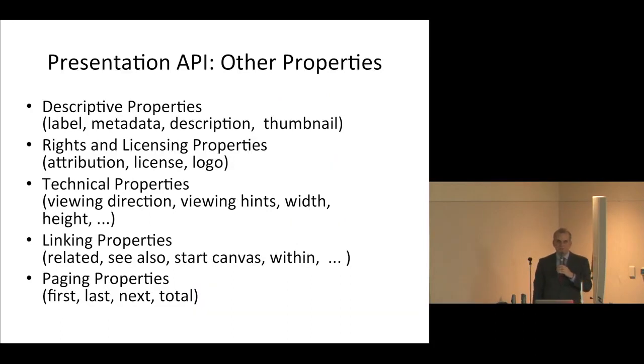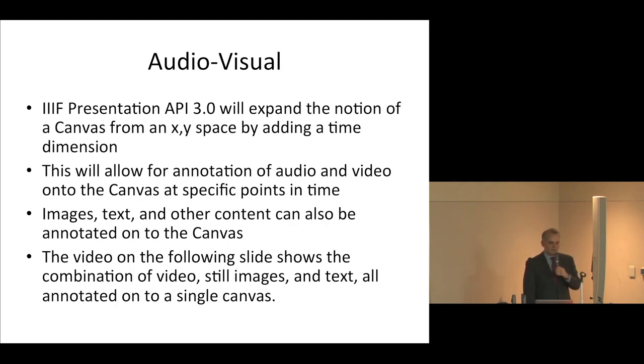The presentation API also contains many other properties that can be used to provide a label, description, thumbnail, technical information, including the viewing direction, and links to external files or external websites. So a link to your online catalog or a link to a metadata file. Work is currently underway on presentation API 3. And this will include support for audio and video. So in addition to having an X and Y axis, each canvas will have a timeline that will allow annotations to appear at different points in time.